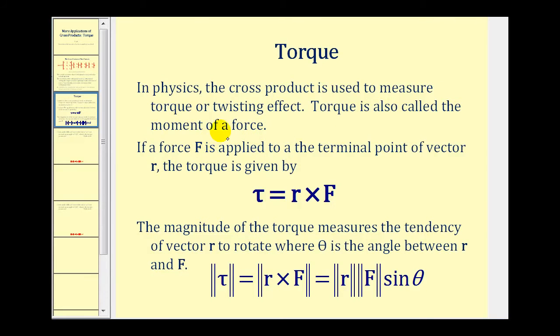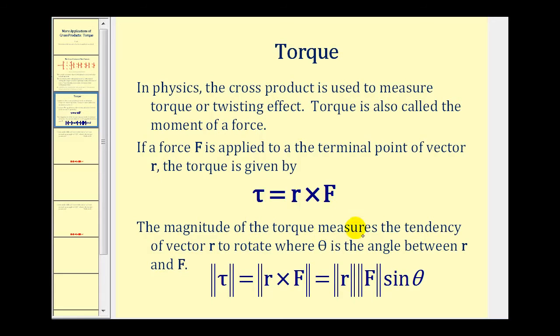If a force F is applied to a terminal point on a vector r, the torque is given by the cross product of vector r and vector F. So this tells us the torque vector would be perpendicular, or orthogonal, to both vector r and vector F.